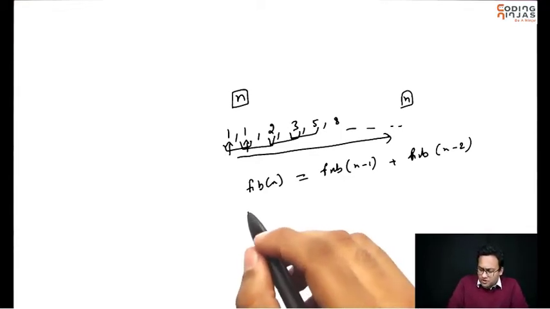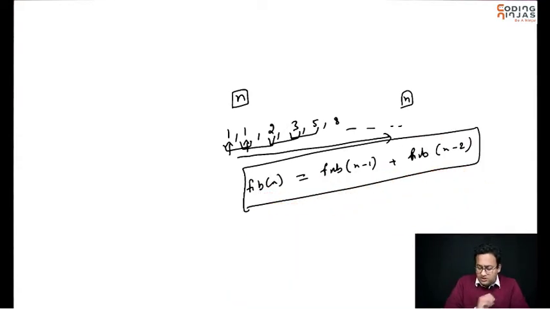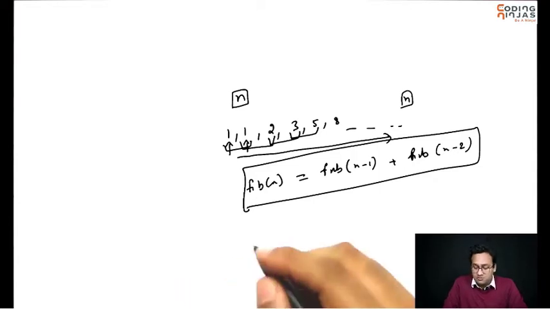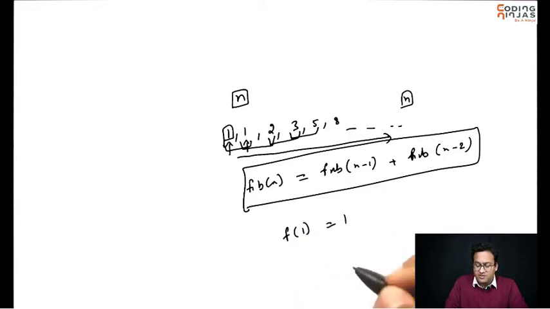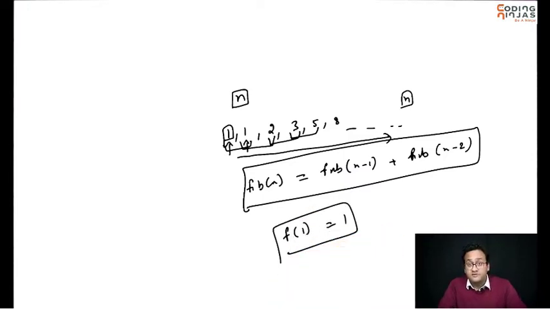Okay. So this is the formula that we can use, right? This is the equation that we can use. We will need a base case. The base case is that Fibonacci of the first number is 1, right? The first number is 1. Okay. So let's write code for this.